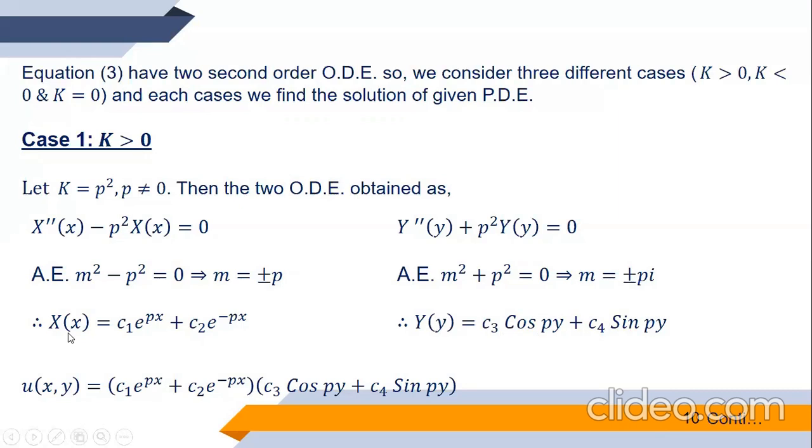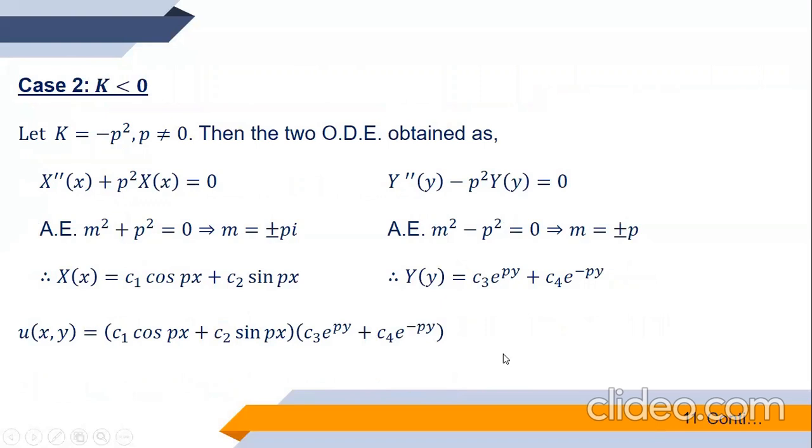Now the general solution of the given PDE for case k greater than 0, we write u(x,y) = X(x)Y(y). So X(x) is c1 e^(px) + c2 e^(-px), and Y(y) is c3 cos py + c4 sin py.